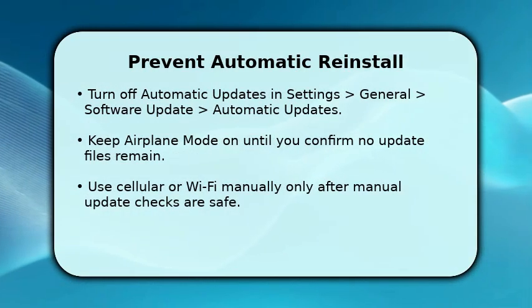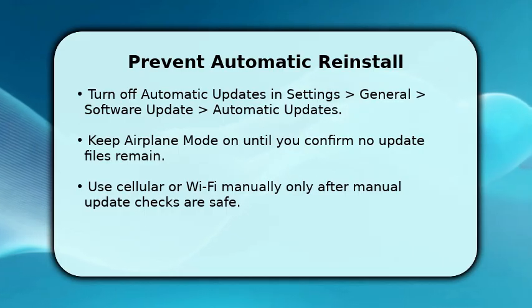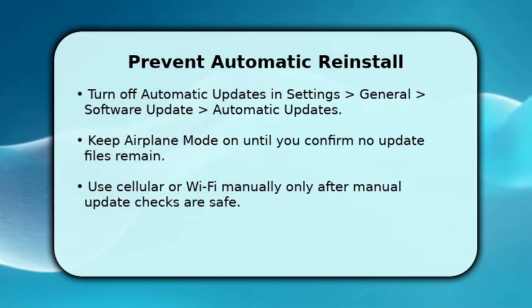After removing the update, prevent automatic reinstall to avoid surprises. Open Settings, choose General, then Software Update, and tap Automatic Updates to disable it. Keep airplane mode enabled until you confirm the update is gone from iPhone storage.